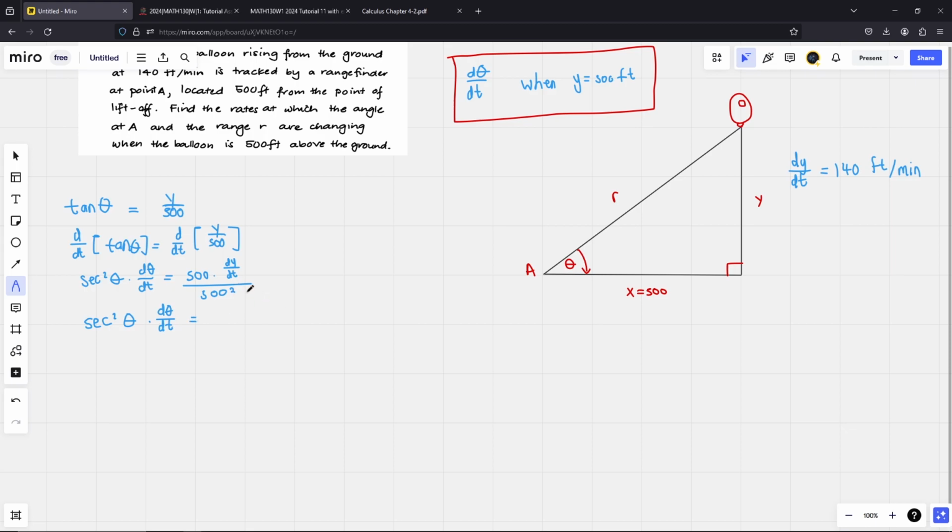And if we think about 500 squared, this is the same thing as 500 times 500. So if I have to rewrite this, I can cancel these out, and I'm gonna separate these two. So I'm gonna say this is 1 over 500 multiplied by dy by dt.